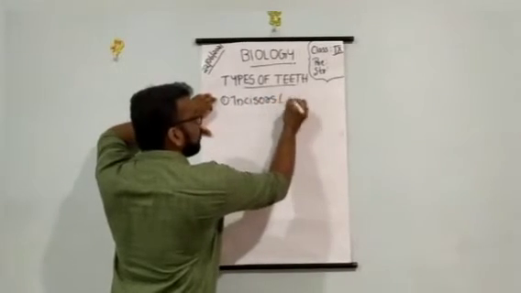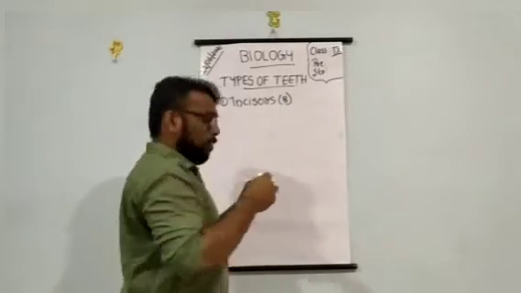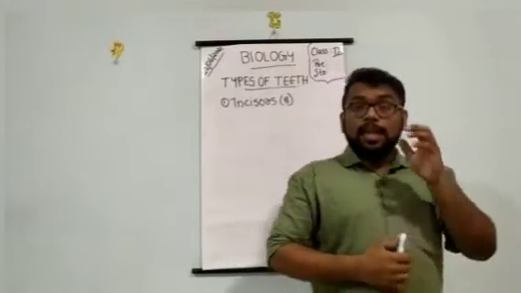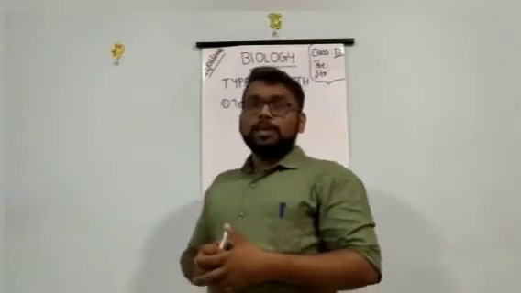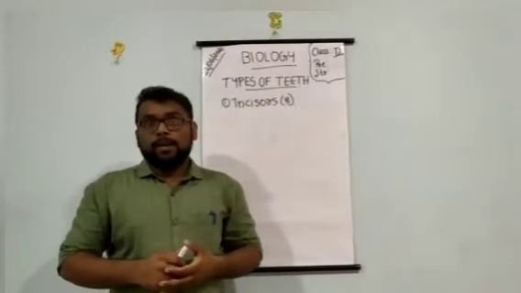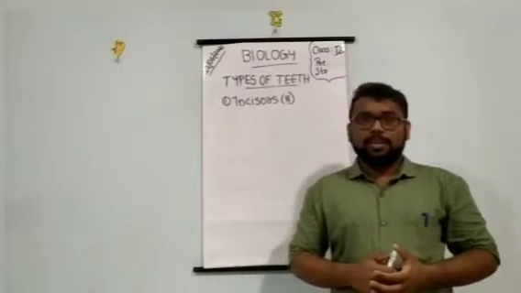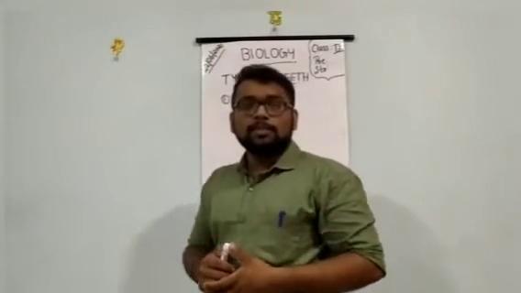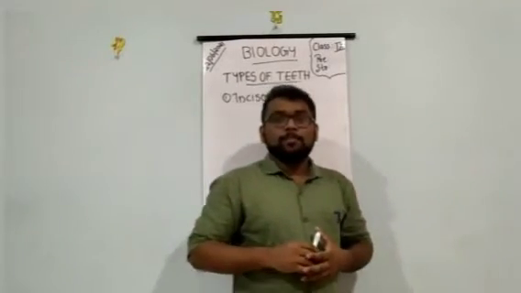Incisors are 8 in number. Very good. Incisors are the tooth variety that helps to bite and cut the food. Imagine eating a banana. We bite and cut the banana. Very good. They are the front teeth in human beings. As you all know, incisors are the front teeth in human beings.